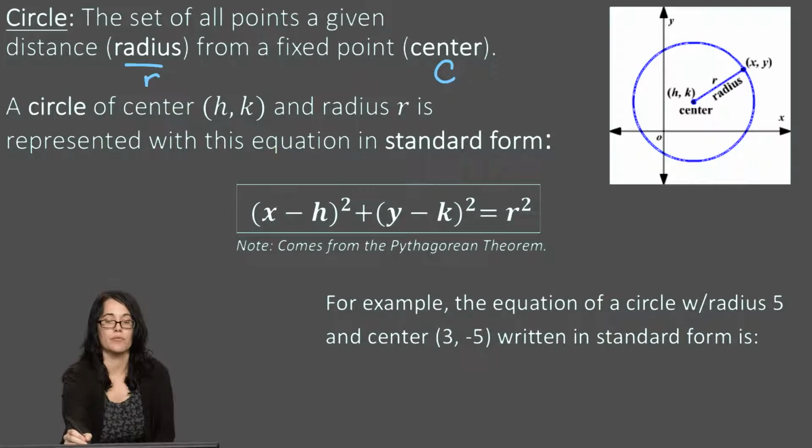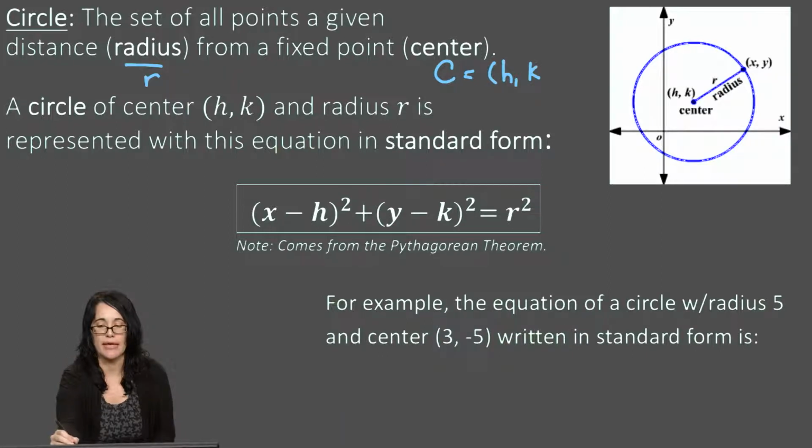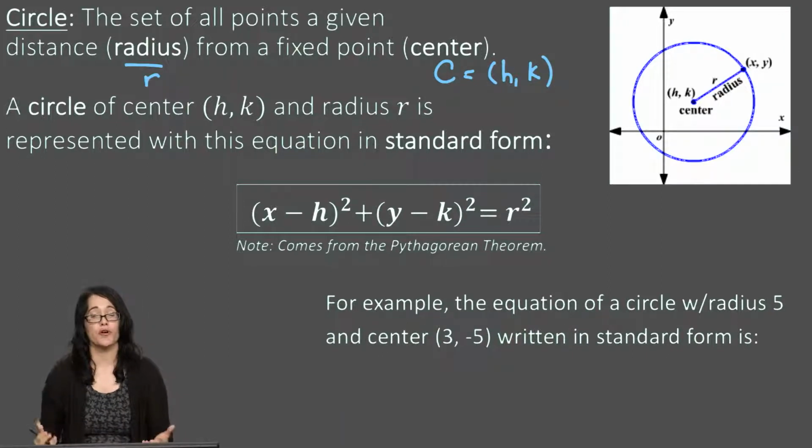Now the center will have an ordered pair, a location, and its x value is known as h, and its y value is known as k, typically. So if we start off with a circle that's centered at a point (h, k), how could we represent an equation that models any point on that circle? Well, that is actually discovered by using the Pythagorean theorem.